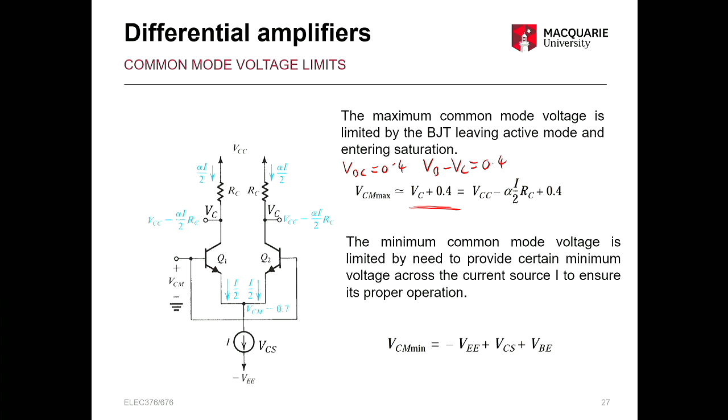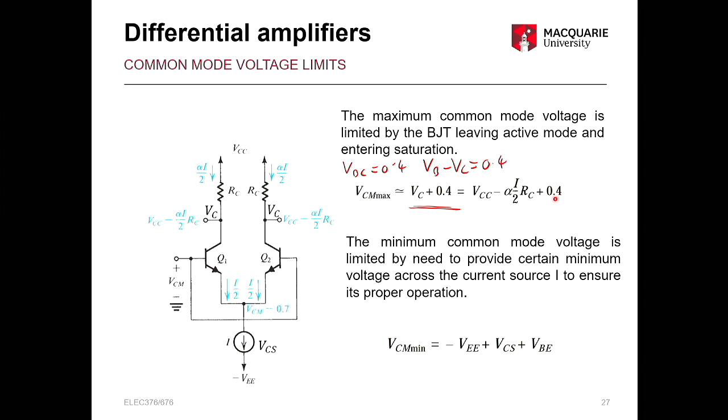Once we have that expression, we just need the expression for VC, which, as before, is our supply minus the drop across RC. So that's VCC minus alpha I over 2 RC, now plus 0.4. So that's our equation for the maximum common mode input. If we go beyond that, the transistor won't be in the active region anymore, and it won't behave as we want it to.